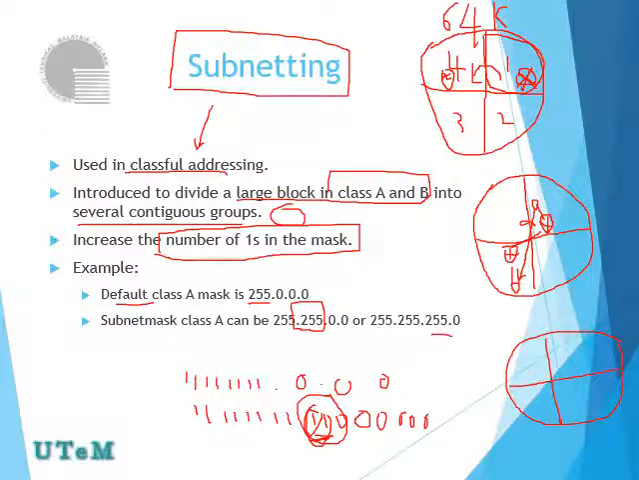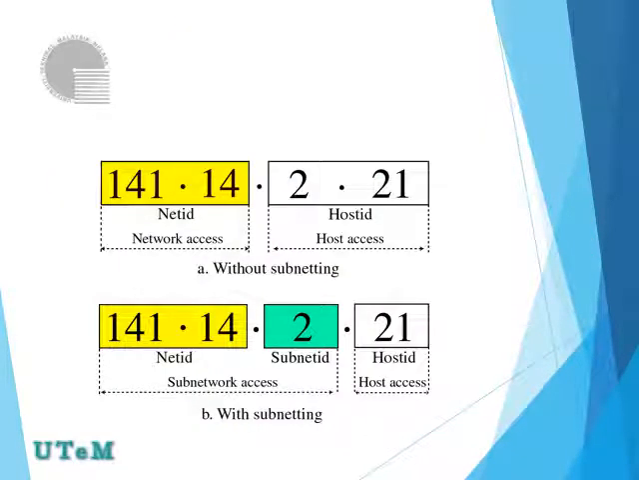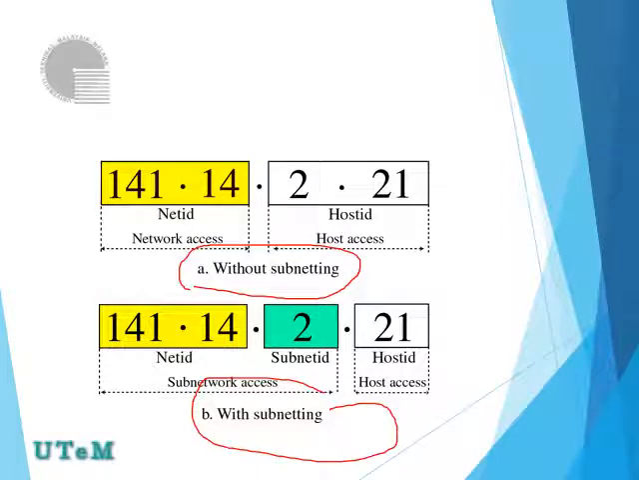If you want to divide the network into 2, you increase 1 bit. If you want to divide into 4, you increase 2 bits. If you want to divide into 8, 1, 2, 3, 4, 5, 6, 7, 8, so you need to increase 3 bits in the subnet mask. Okay, this is the example. This is without subnetting, this is with subnetting. So you increase the number of 1s in the subnet mask.